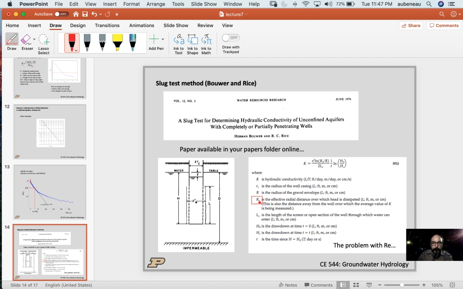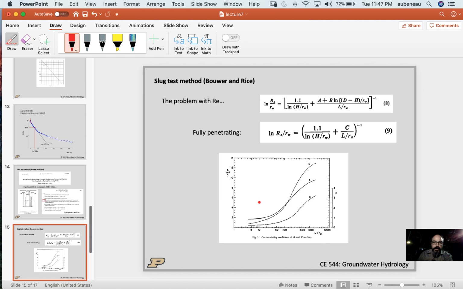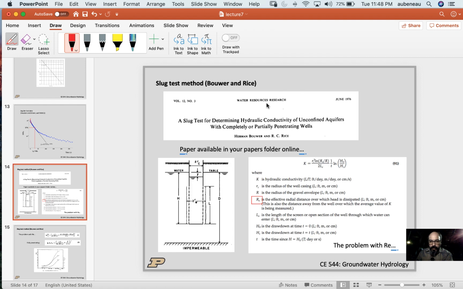So here is the skinny, right? These are the ugly equations, but again, don't get too afraid. The point here is that the problem with the effective radius is that it depends on the other parameters in the equation. So the effective radius will depend on the hydraulic conductivity, and it will depend on how big the well is and the screen is and everything. So there's some codependency between the effective radius and those variables.